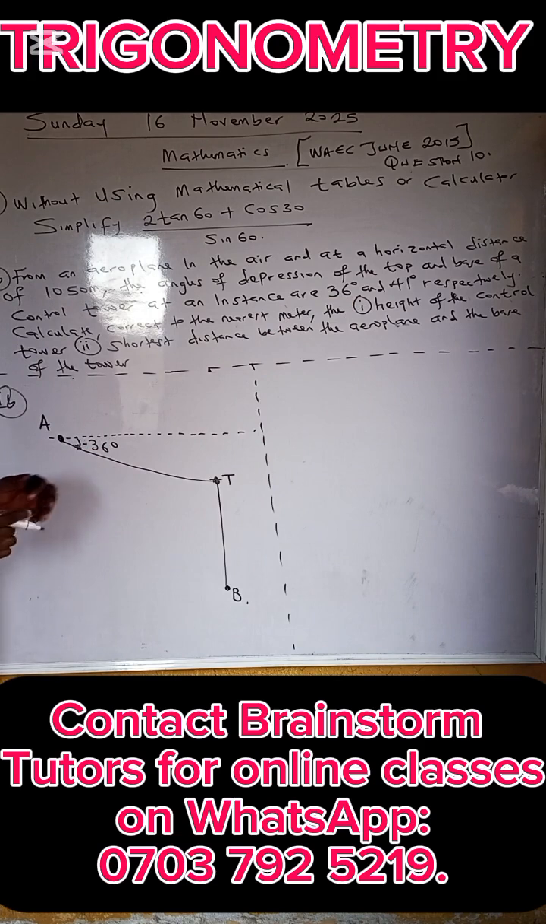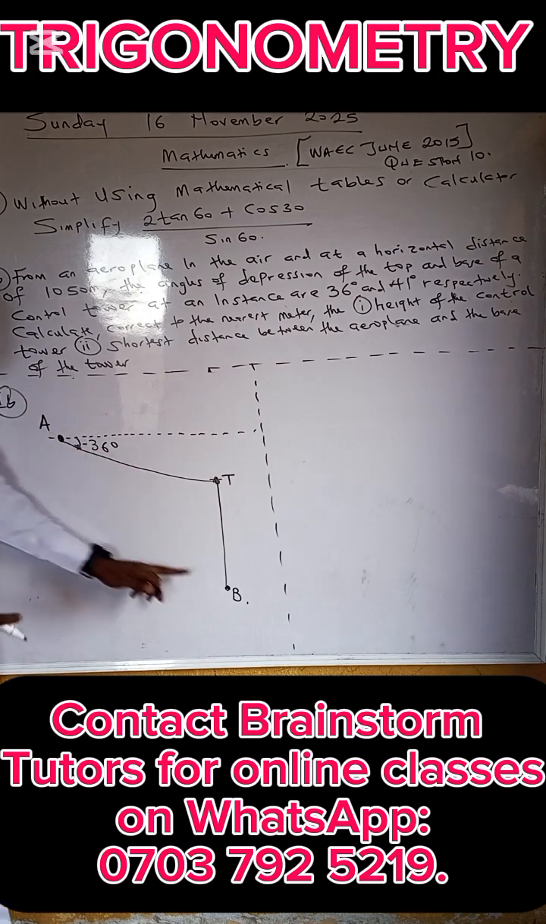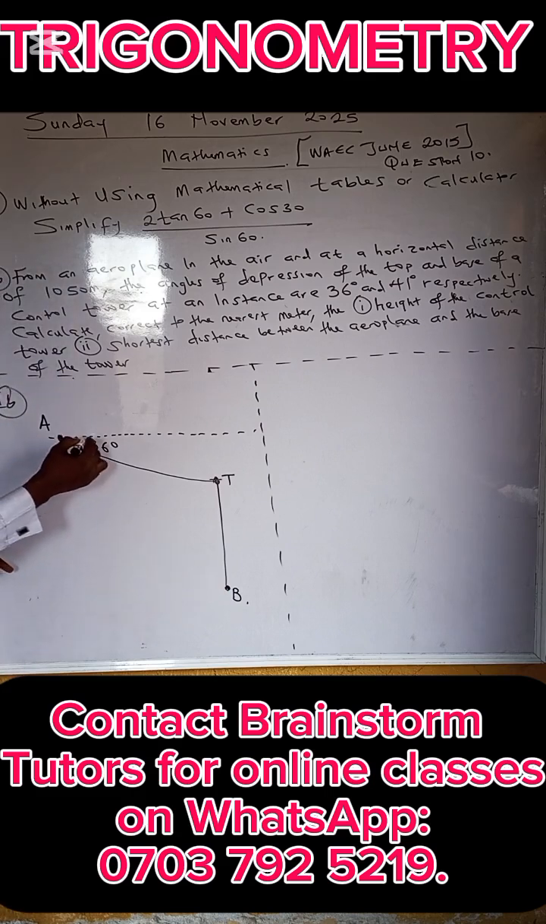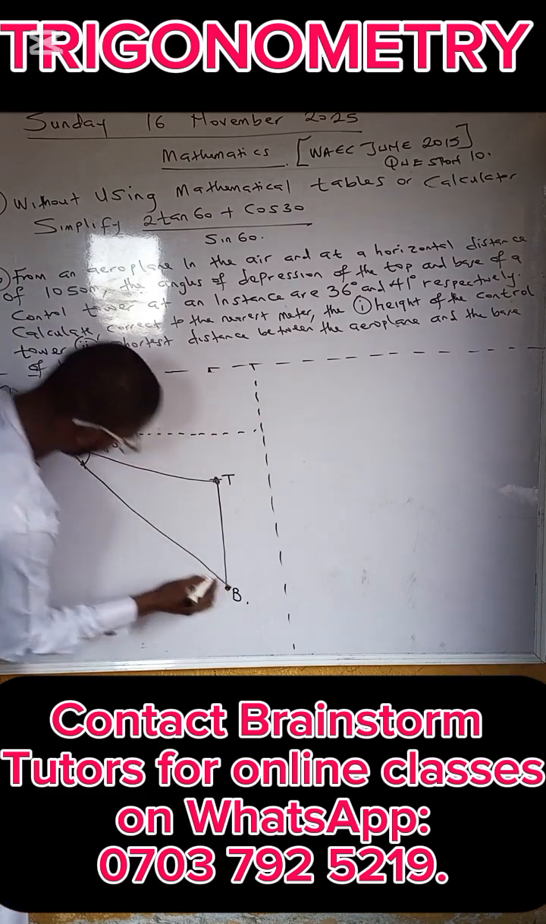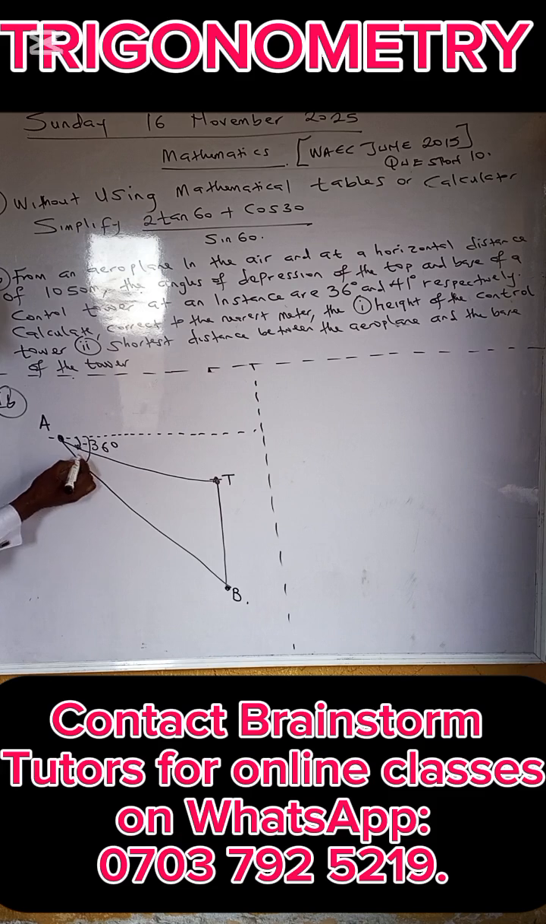Also, the angle of depression of the aeroplane to the bottom of the tower is 41 degrees. We have something like this. So the angle that we have here is 41 degrees, as is stated in the question.